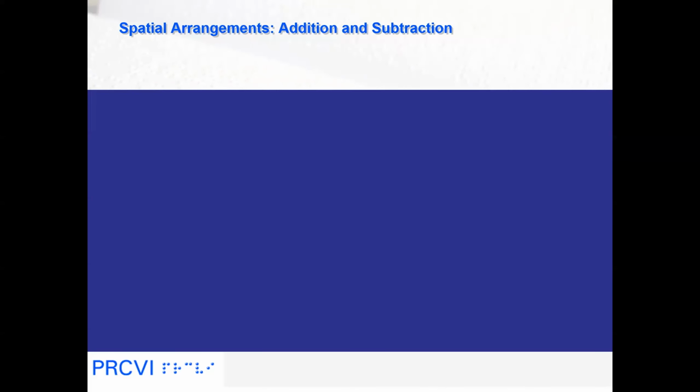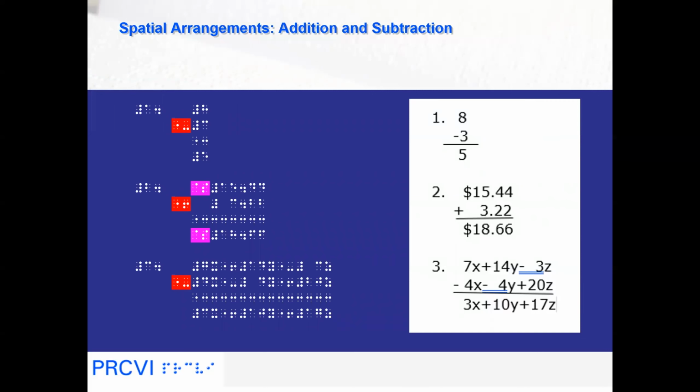Let's look at some examples. In item 1, 8 minus 3 is followed by a horizontal line. All the numerals are vertically aligned. The horizontal line starts one cell to the right of the operation sign. The minus sign does not have dots 5, 2525 below it. The horizontal line is extended as long as the digits above or below it.